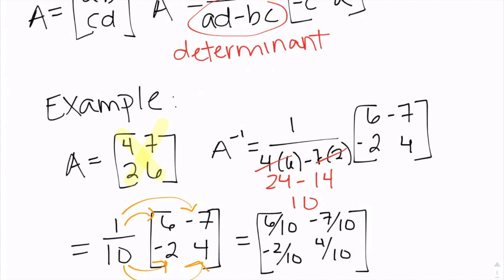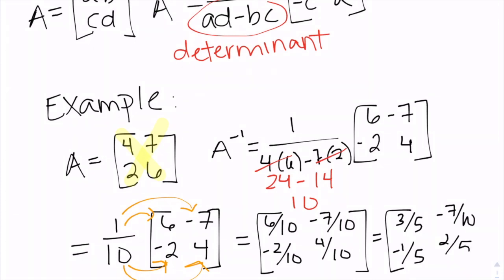And our final step here is that we're going to want to simplify our fractions. So 6/10 reduces to be 3/5, and then we have negative 7/10, which does not reduce. And then we have negative 2/10, which reduces to be negative 1/5, and 4/10 reduces to be 2/5. And so this is your final answer and the inverse of matrix A.